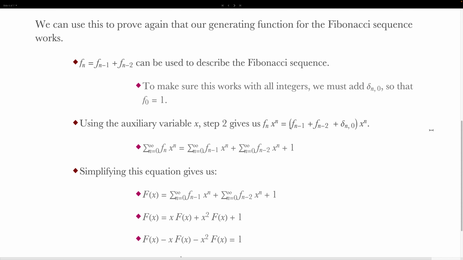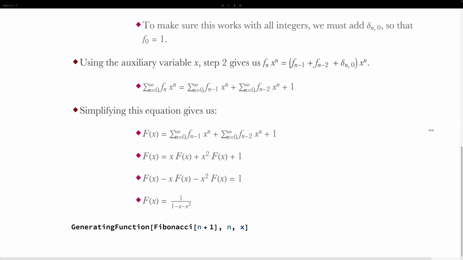Simplifying this equation using the properties we've shown in the last couple of slides will retrieve for us big F of x is equal to x times big F of x plus x squared times big F of x plus 1. From here, we can do the same shifting of variables as we did last time, taking x times big F of x plus x squared times big F of x and subtracting that from both sides, and then dividing through by 1 minus x squared.